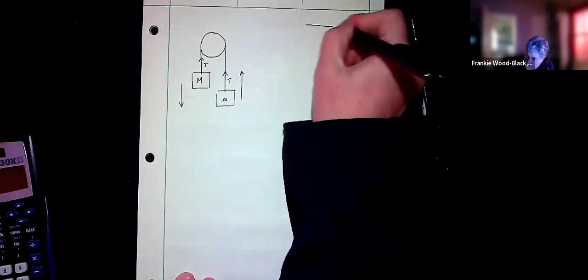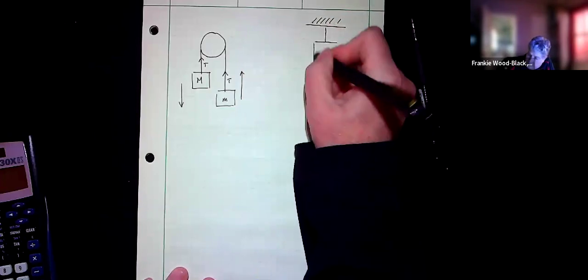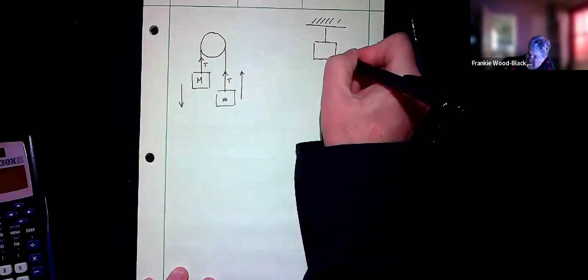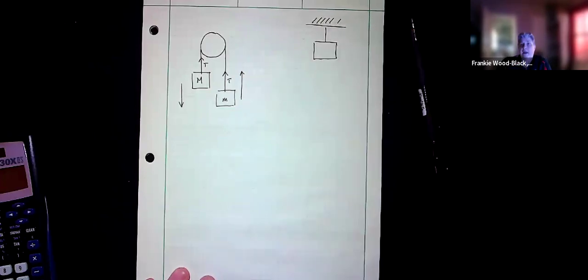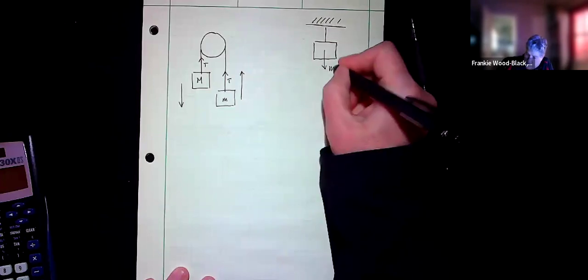And if I think about this for a second, this is looking at my problem like this. If I have something that's hanging from a wire or a rope, we have the weight of the object, which is mass times gravity.